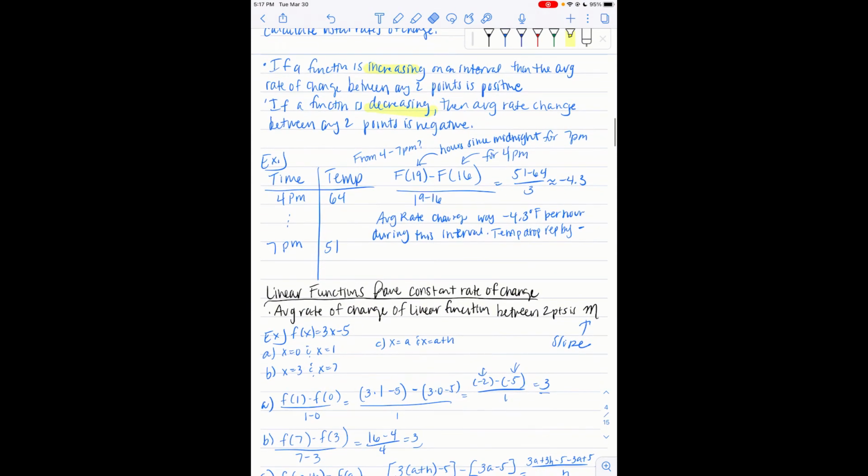Alright, and it's good to note that if a function is increasing on an interval, then the average rate of change between any 2 points is going to be positive. And if a function is decreasing, then the average rate of change between any 2 points is going to be negative. So that's pretty intuitive, right? If the function is decreasing, then obviously the rate of change is going to be negative because you're taking away. And if it's increasing, it's going to be positive because you're adding things to it.